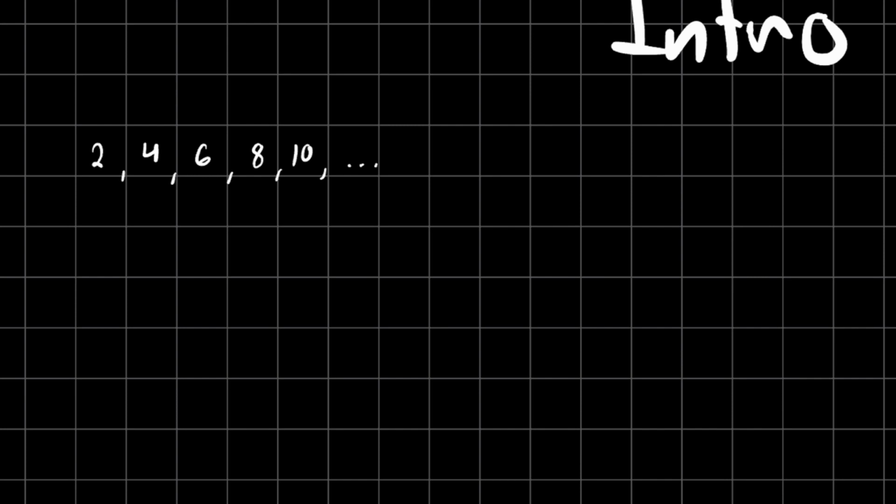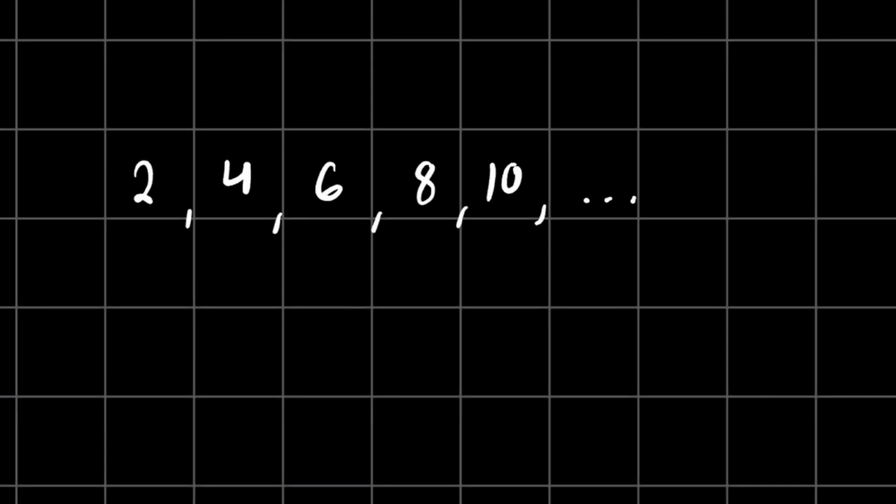So a sequence, in essence, is checking the index of every single value and assigning a different value to it in a certain pattern. What that means is, for example, we have here different indexes, right?